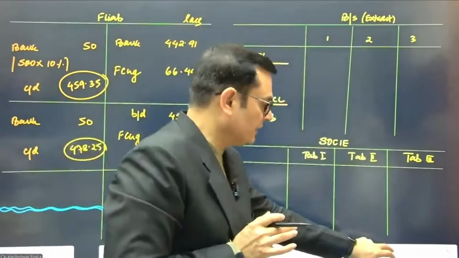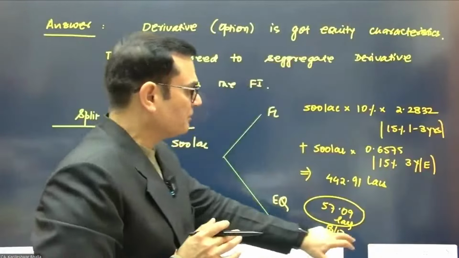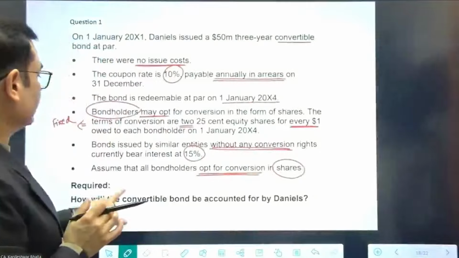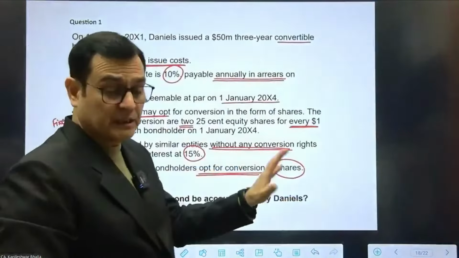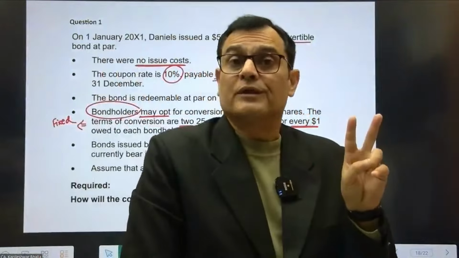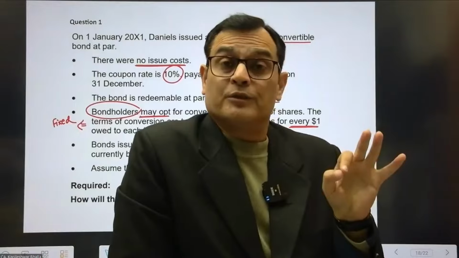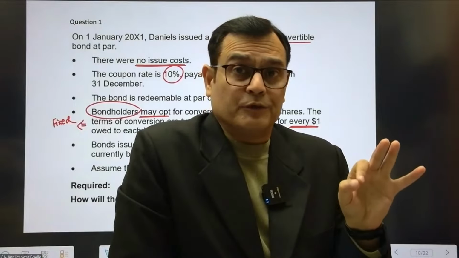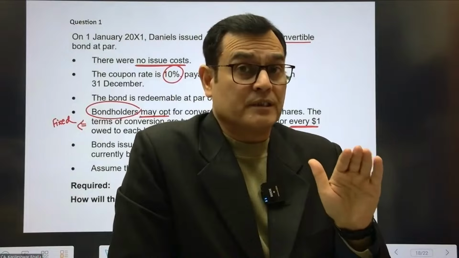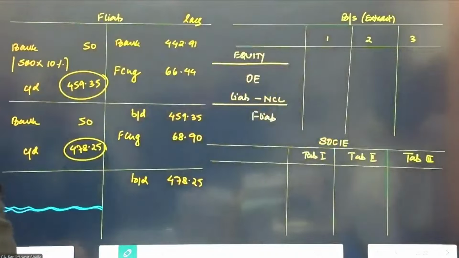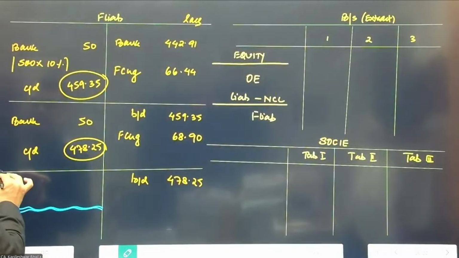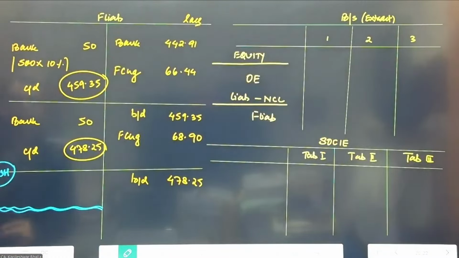Though in the question, we are given that all the holders opted for shares. I am given, assume all the bondholders opted for conversion into shares, but I want to still show you two alternatives. I want to show you that if they want cash, then what is the treatment? And if they say, I want shares, then what is the treatment? So let's have a look at the case where they say, I want cash.